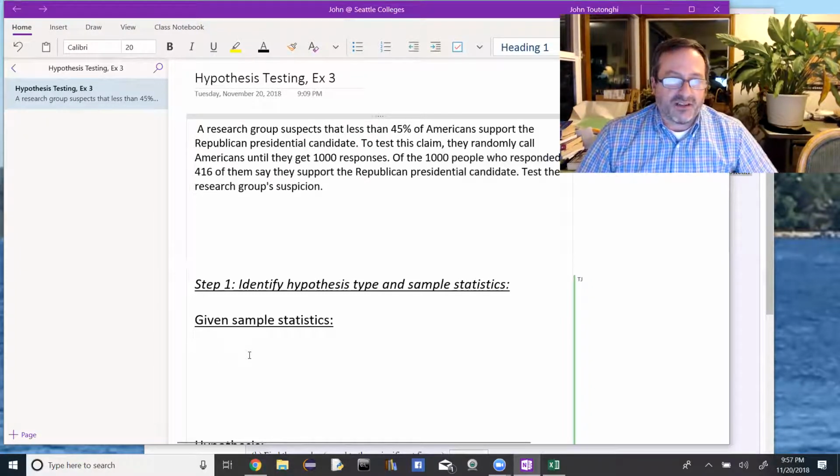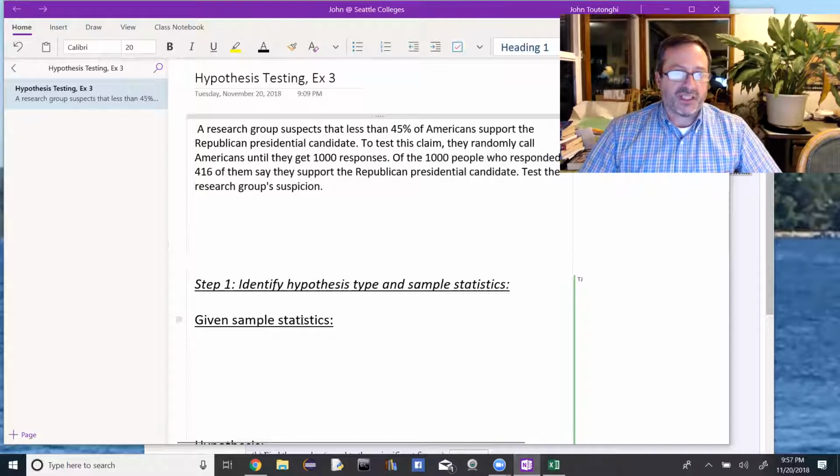A research group suspects that less than 45% of Americans support the Republican presidential candidate. To test this claim, so what claim? Less than 45% support the Republican candidate. They randomly call Americans until they get 1,000 responses. So that's our N.